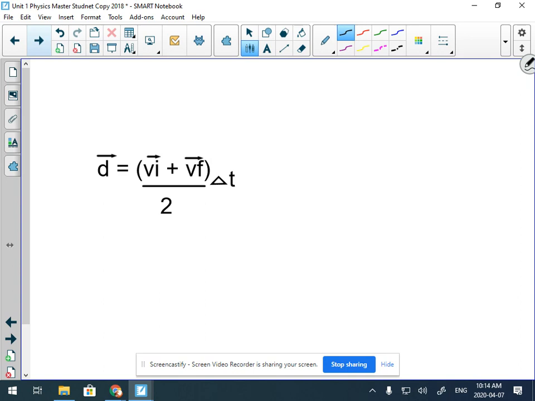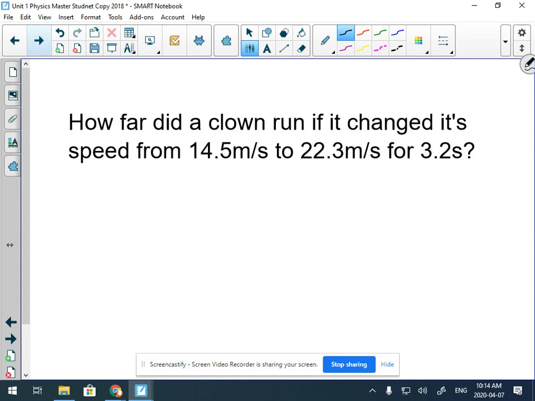So you can see it looks kind of bizarre. Instead of solving for acceleration, it's solving for displacement. And we're adding the two. We're not subtracting them. We're adding the two. So as long as you have everything in this question, you can solve for how far something went. It's kind of cool, actually. It's a really cool formula. Okay. All right. Let's try it.